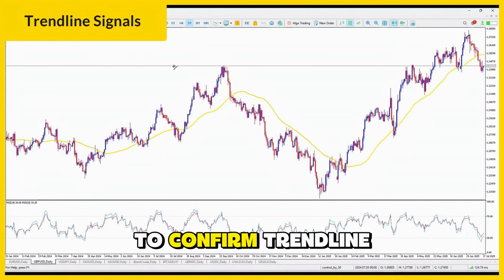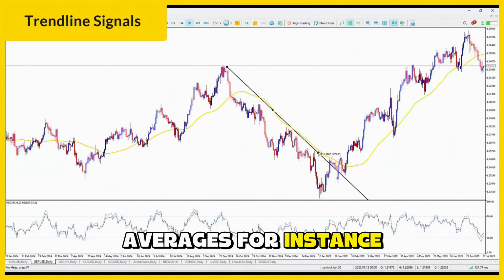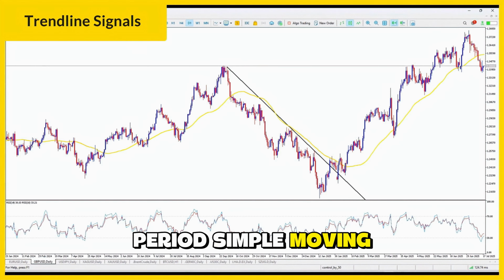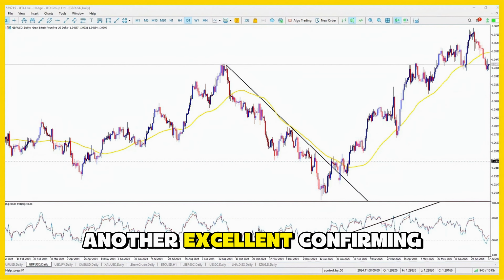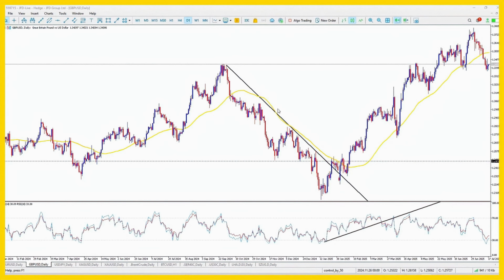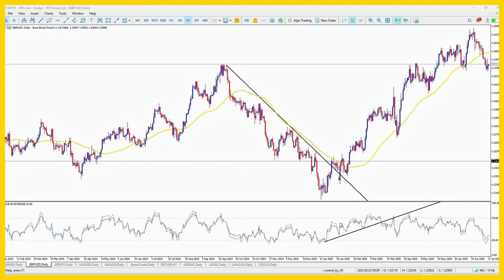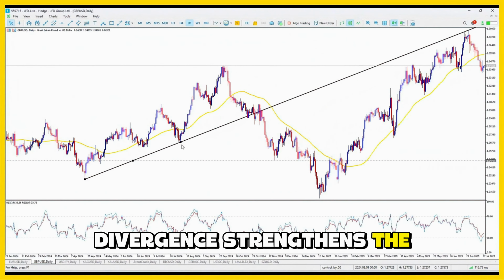One powerful way to confirm trendline signals is by using other technical indicators such as moving averages. For instance, a breakout above a trend line is stronger if the price also breaks above a key moving average, like the 50 period or 200 period simple moving average. This confluence of signals provides greater conviction. Another excellent confirming indicator is the Relative Strength Index, or RSI. If a trendline breakout is accompanied by the RSI moving above 50 or showing bullish divergence, it adds significant weight to your trade idea. Similarly, a breakdown with RSI moving below 50 or showing bearish divergence strengthens the short signal.